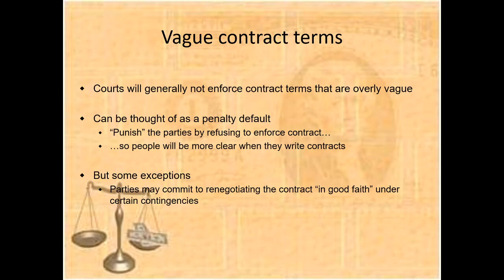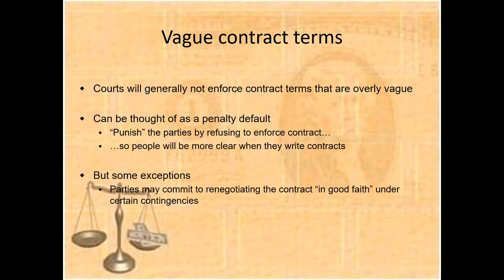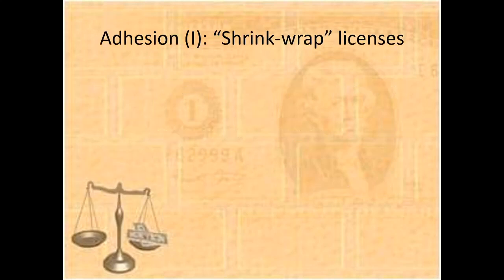But some exceptions are also given. For example, parties may commit to renegotiating the contract in good faith under certain contingencies. We have already seen similar cases in different contexts, and let's discuss some of this. For example, first of all we talk about adhesion contracts, that is, shrink wrap licenses.